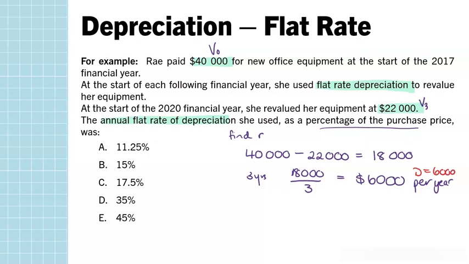So now we can set up an equation to solve. D is equal to our initial value times R over 100. We've found that D is 6,000. Our initial value was 40,000, and R is our unknown, what we're solving for. And remember, we've always got our CAS calculator to help us solve here. We can find that R is equal to 15. And so that means my annual flat rate was 15%.